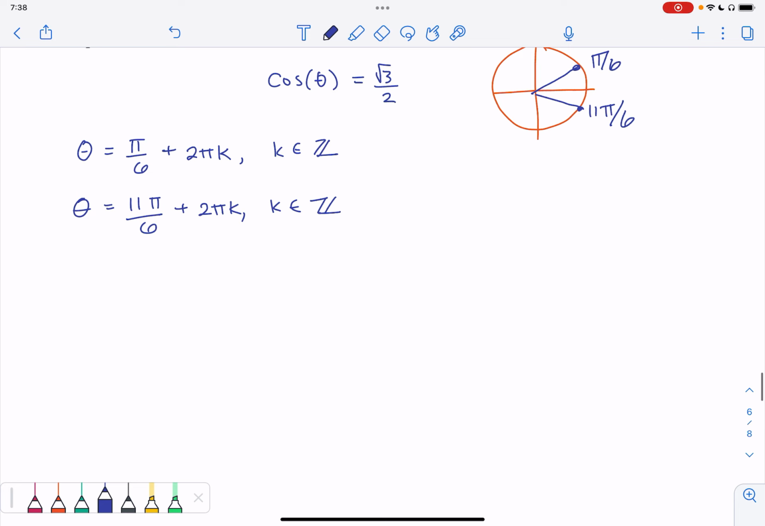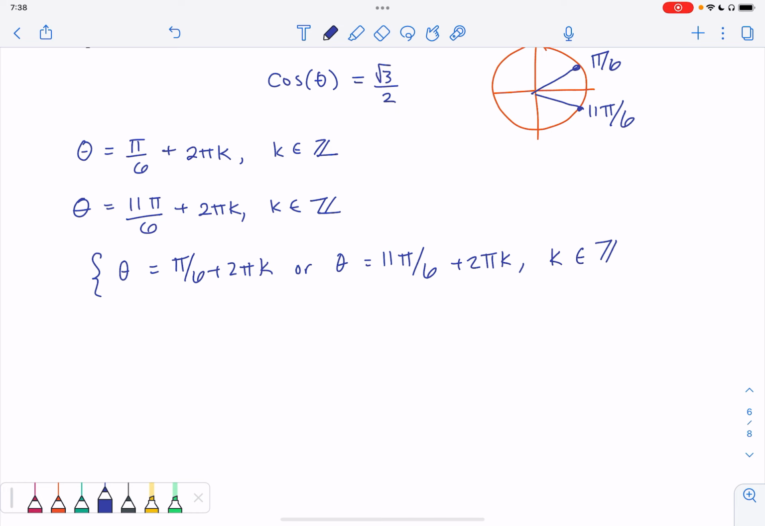And so for my solution set, I'll just say theta is pi over 6 plus 2 pi k, or theta is 11 pi over 6 plus 2 pi k. And at the end, I'll just say where k has to be an integer. And that can satisfy both of these in terms of saying what condition k has to meet there.